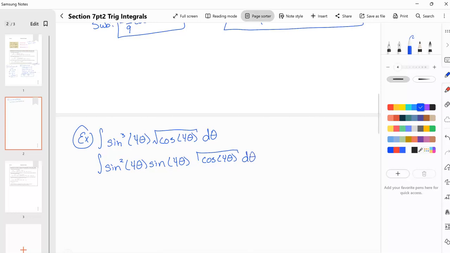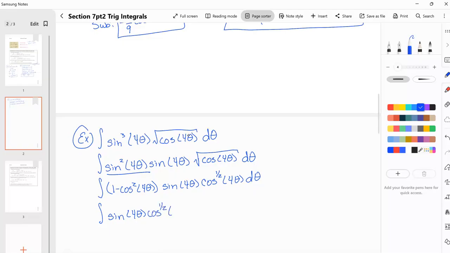Let me clean up my square root there. Now, this guy is the same thing as 1 minus cosine squared of 4 theta times sine of 4 theta times, and this is really cosine to the 1/2 of 4 theta d theta. So we're going to distribute everything into this parentheses. So 1 times that stuff is going to be that stuff. Sine of 4 theta cosine to the 1/2 of 4 theta d theta.